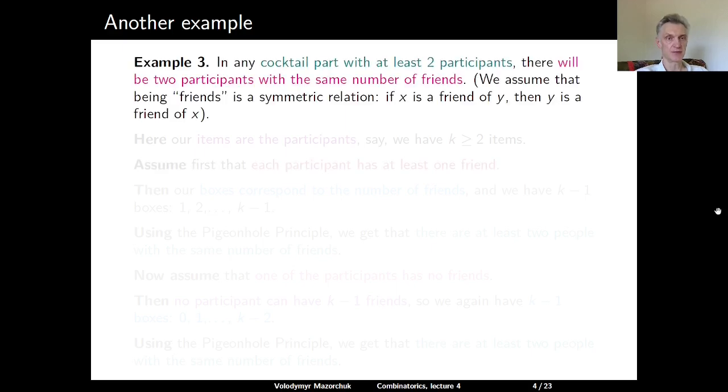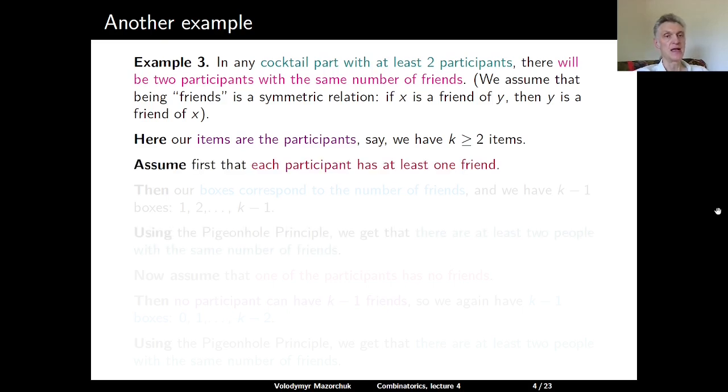Here is yet another example. In a cocktail party with at least 2 participants, there will be 2 participants with the same number of friends. So here we assume that being friends is a symmetric relation. If x is a friend of y, then y must be a friend of x. So here our items are the participants. So we have k items, where k is a number of participants and it is greater than or equal to 2.